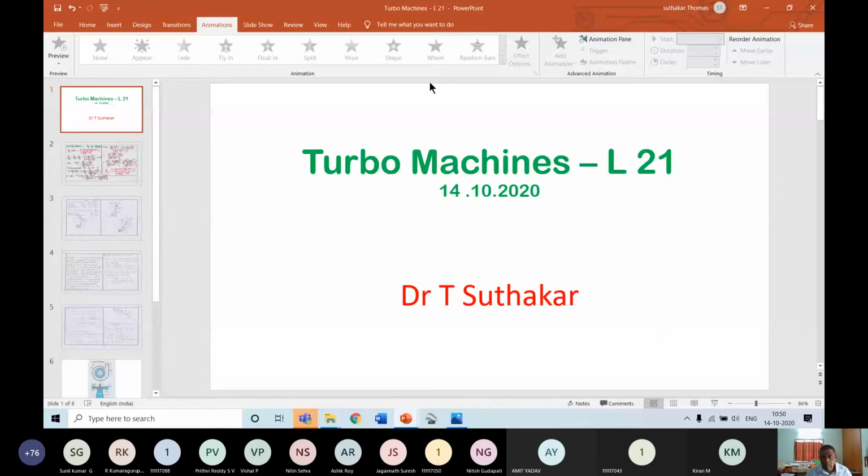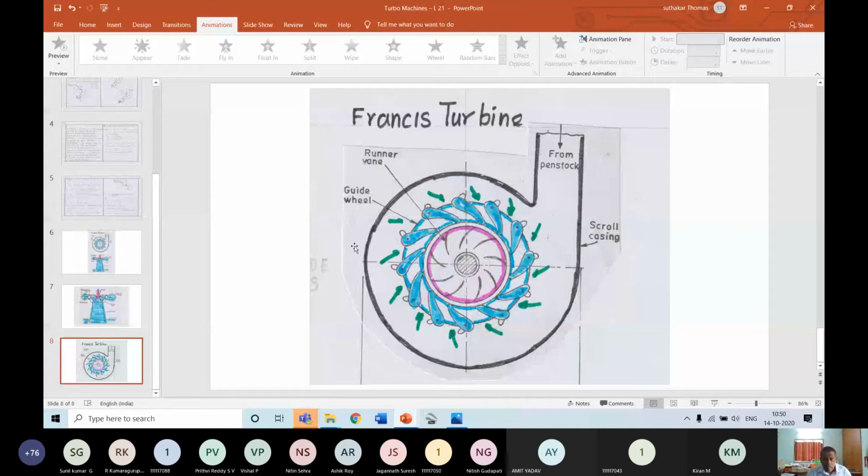One slide is missing. So now you have the general equations for the Francis turbine. I just missed it.